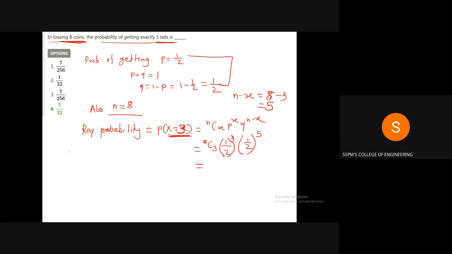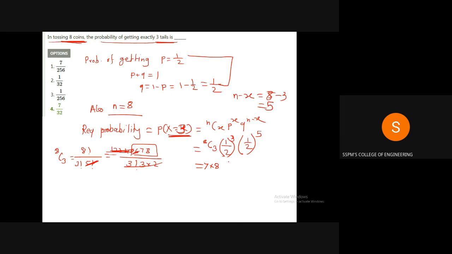What is 8C3? How can we calculate 8 choose 3? That is 8 factorial divided by 3 factorial into 5 factorial. That is 1, 2, 3, 4, 5, 6, 7, 8. For this 5 factorial, the first 5 terms will be cancelled. So we will remain with 6, 7, 8 divided by 3 factorial, that is 3 into 2. So 3 into 2 will get cancelled, and we remain with 7 into 8.